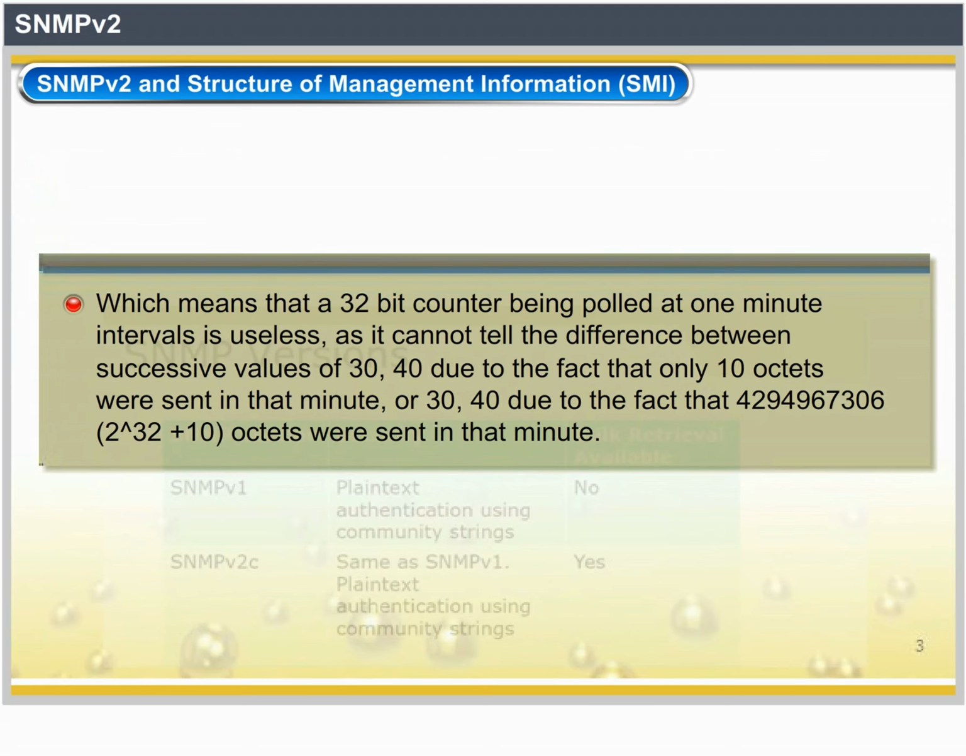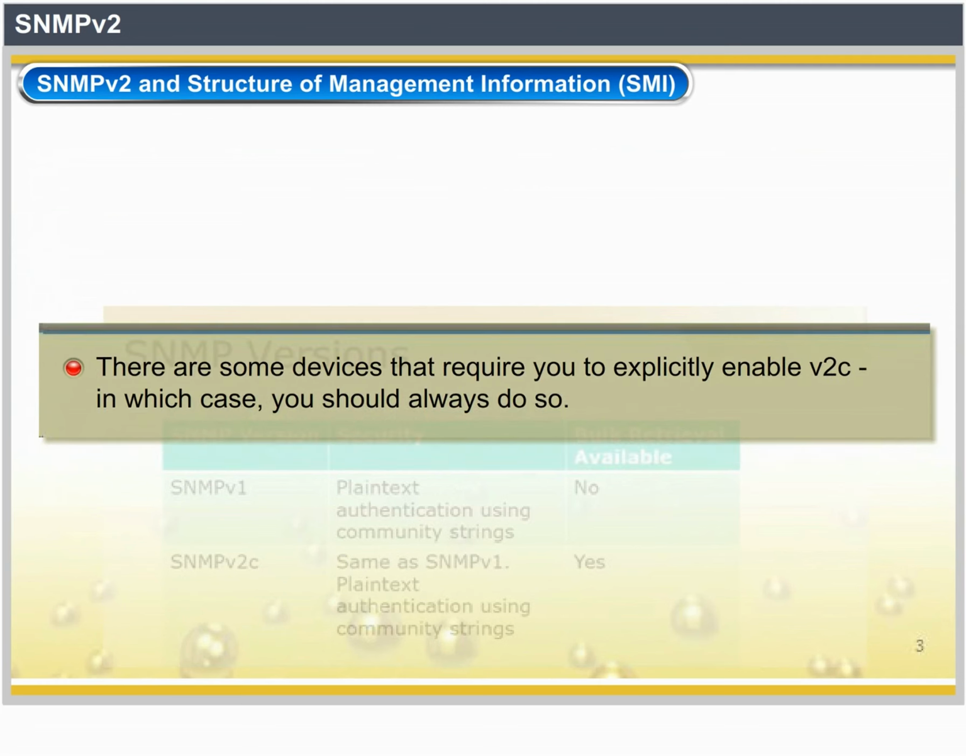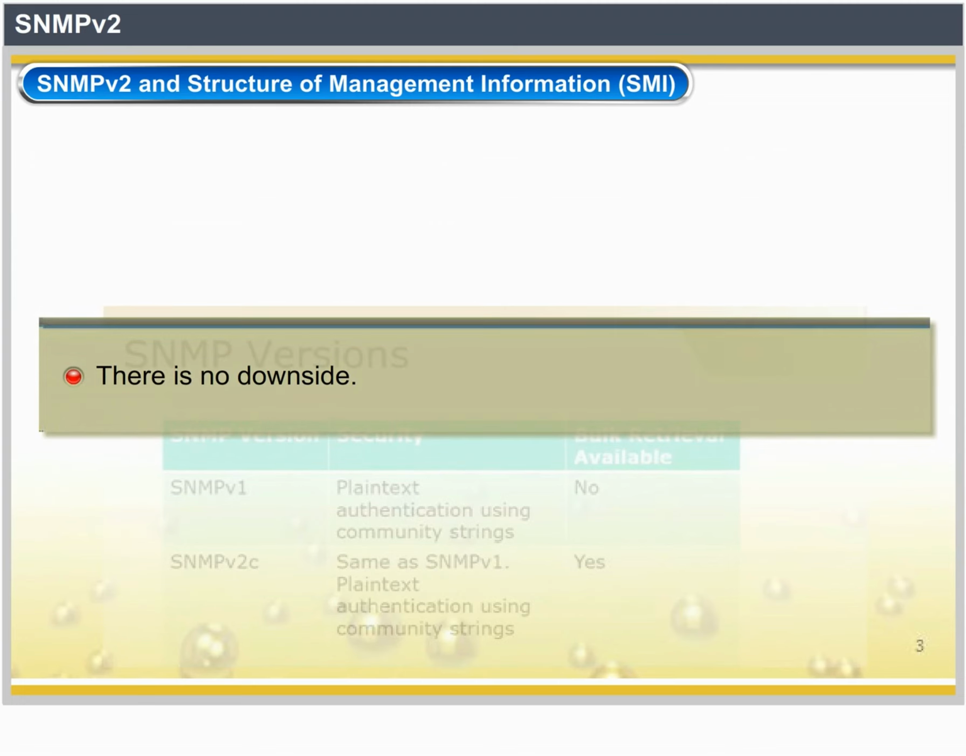Most devices support SNMP v2c nowadays and generally do so automatically. There are some devices that require you to explicitly enable v2c, in which case you should always do so. There is no downside.